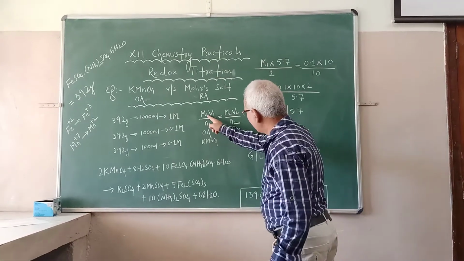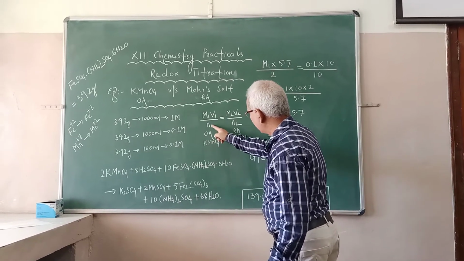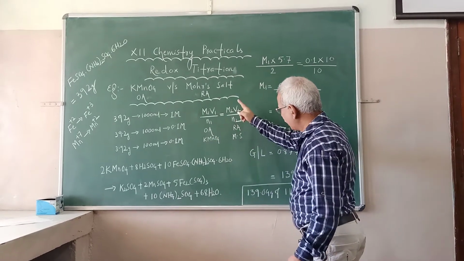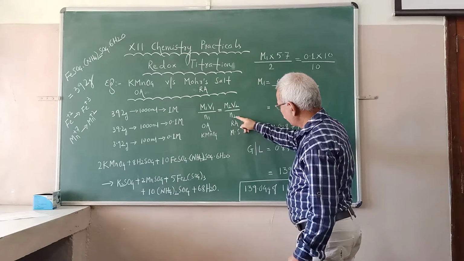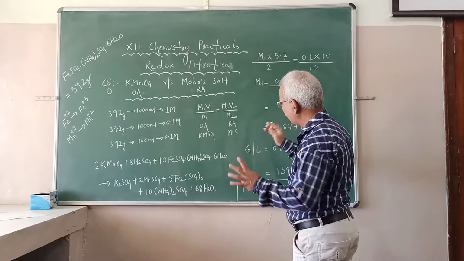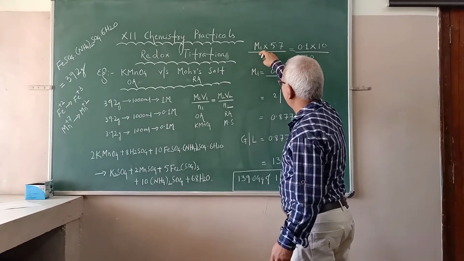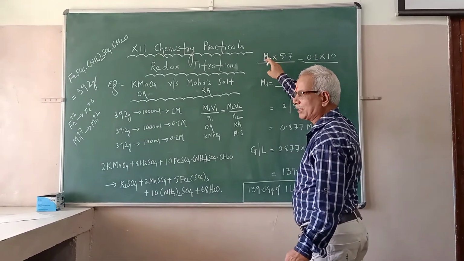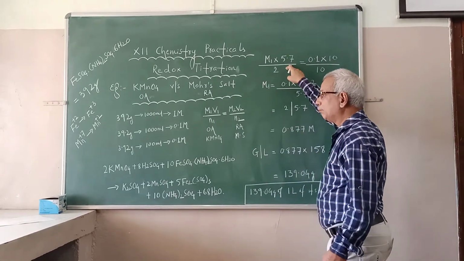What is M1? Molarity of KMnO4. V1, volume of KMnO4. n1, stoichiometric coefficient of KMnO4. M2, molarity of Mohr's salt. V2, volume of Mohr's salt. n2, stoichiometric coefficient of Mohr's salt. Now M1, the molarity of KMnO4, how much? I don't know, that I have to calculate. Volume of KMnO4 is the direct reading.